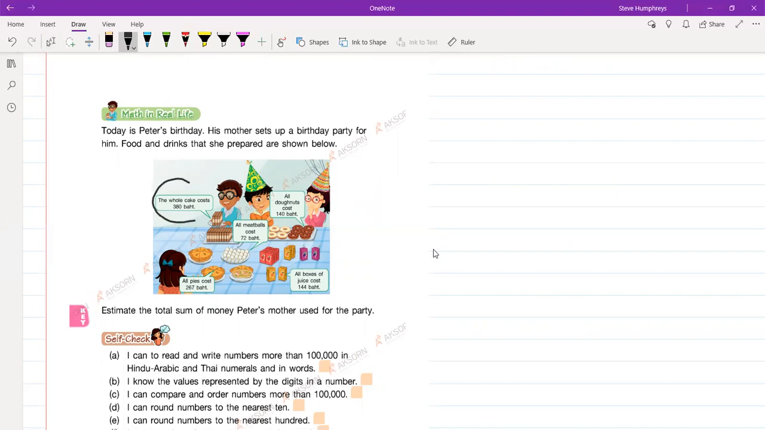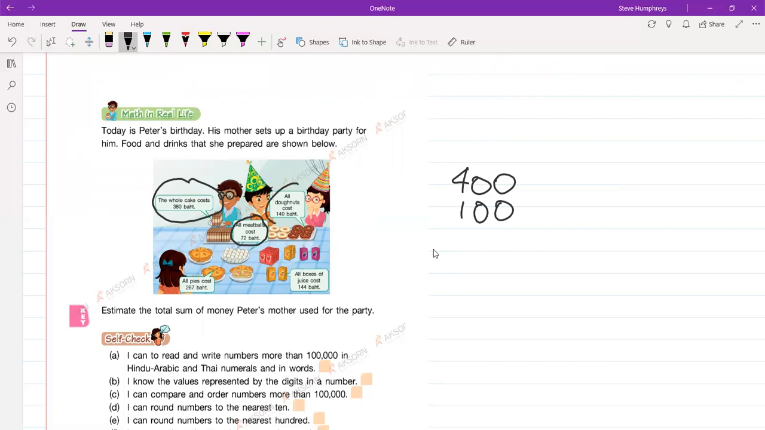Here, the whole cake costs 380 baht. Well, I rounded that up to the nearest 100. I rounded it up to 400. Okay, the next one, meatballs. All meatballs cost 72 baht. I also rounded that up to the nearest 100. I said an estimation about 100. Okay.